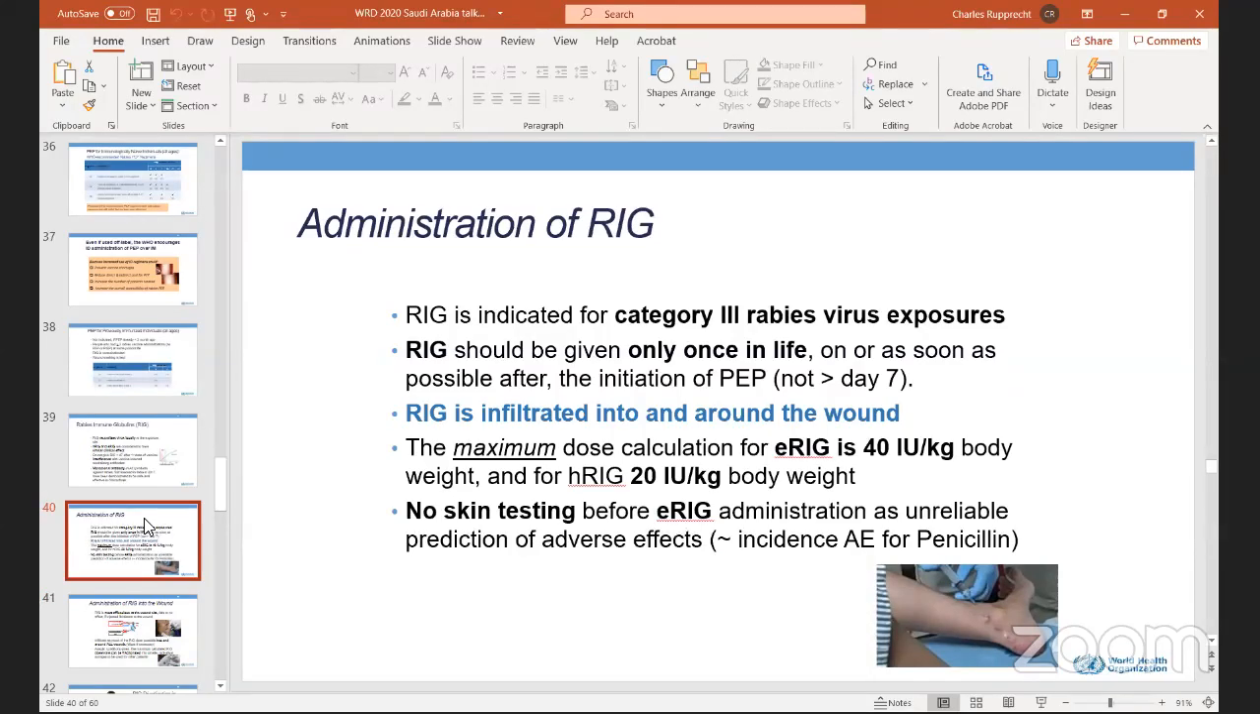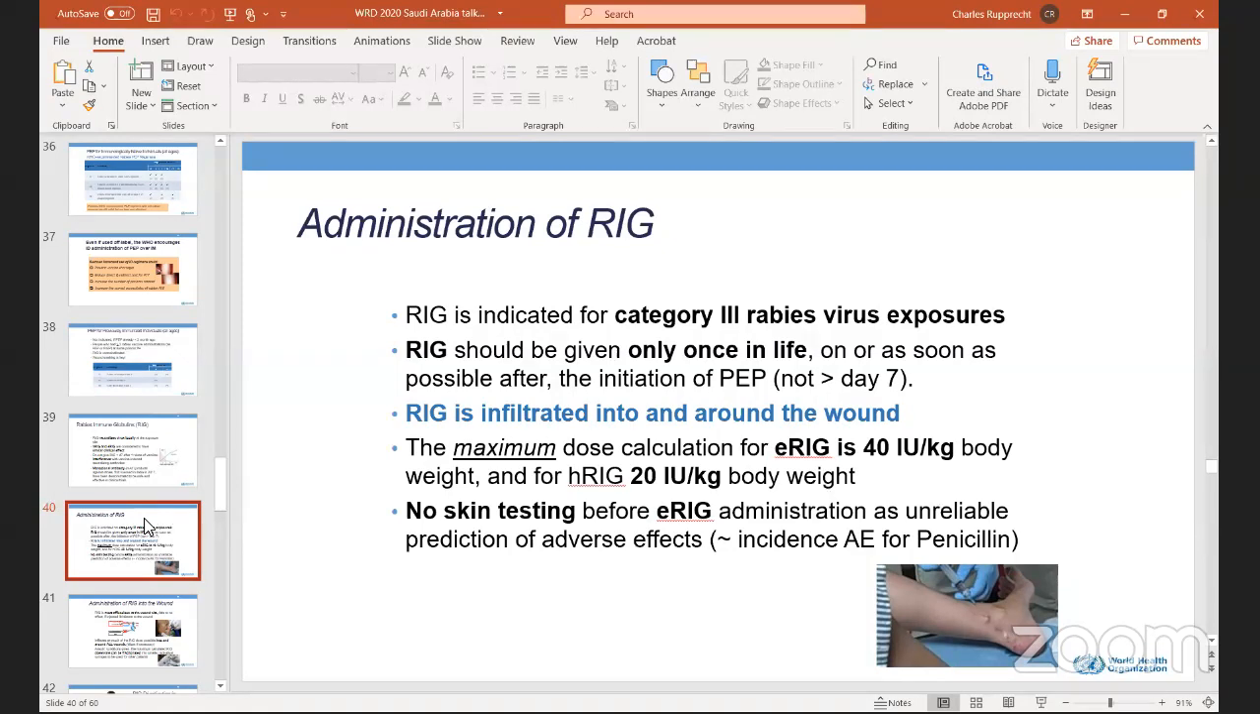At a minimum, RIG is used for category 3 exposures. It's only given once. If for some reason you don't have RIG and you've used vaccine, RIG's not indicated beyond day 7 because the patient is making their own antibody. Importantly, RIG is infiltrated into and around the wound. For homologous products, human rabies immune globulin, the maximum dose is 20 IU per kilo. And for heterologous products, the maximum dose is 40 IU per kilo.